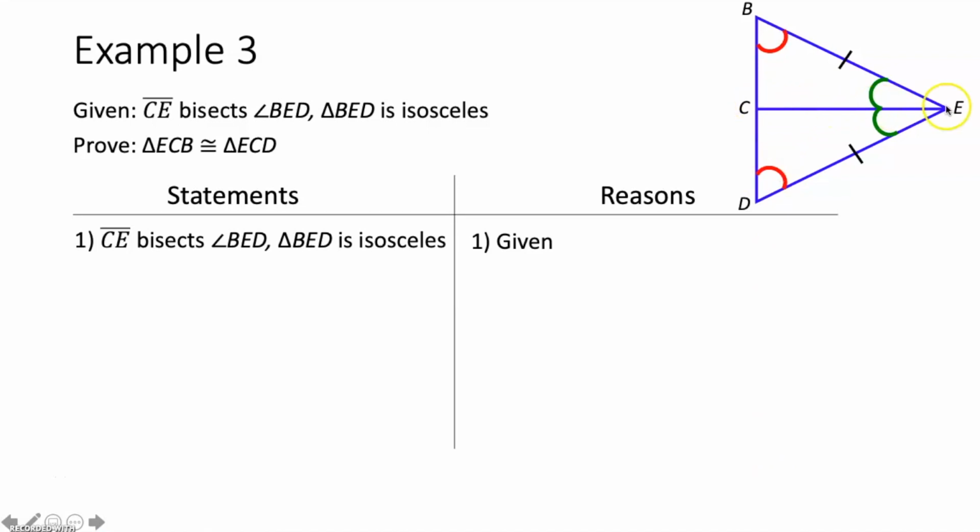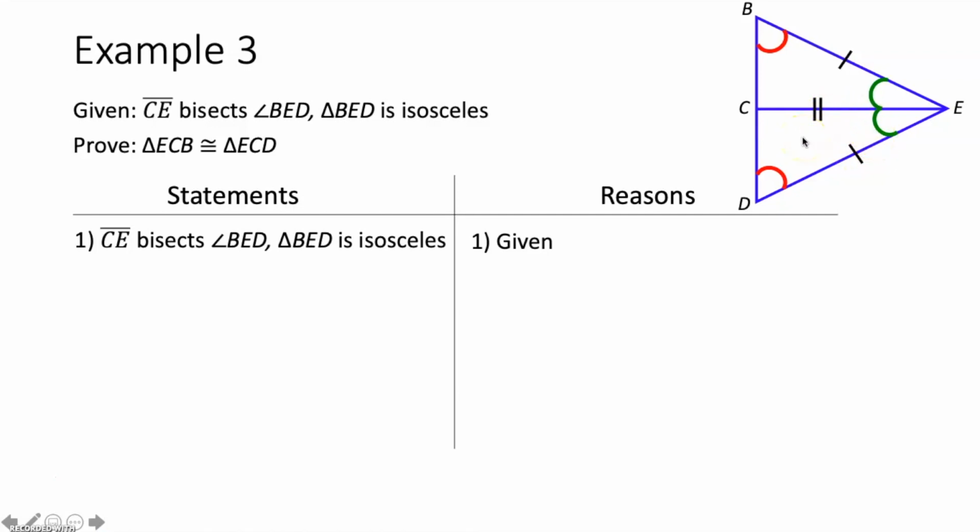Lastly, we know that these two triangles share a side, so we always mark that up. Segment CE is congruent to segment CE by the reflexive property. So now, we're trying to prove these two triangles congruent. There's a couple different options. You could go angle, side, angle, angle, angle, side, or like I'm about to do, we're going to go side, angle, side.